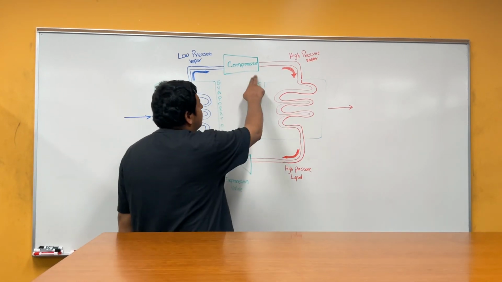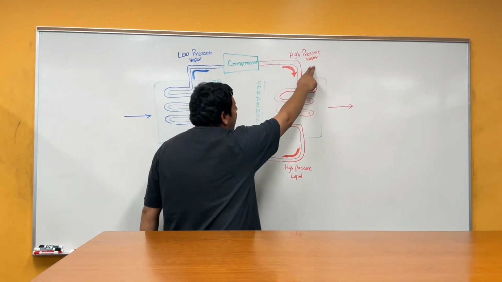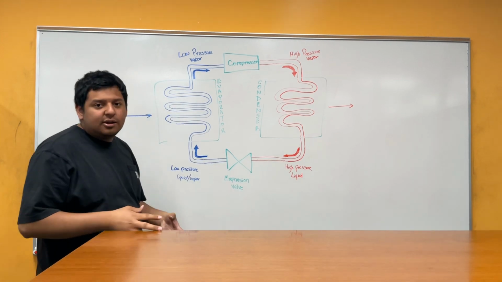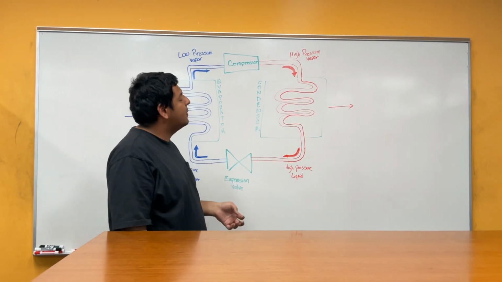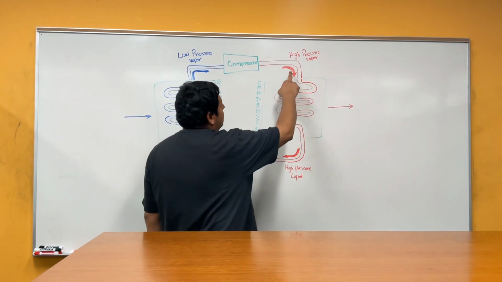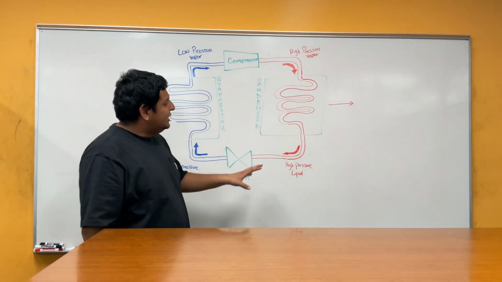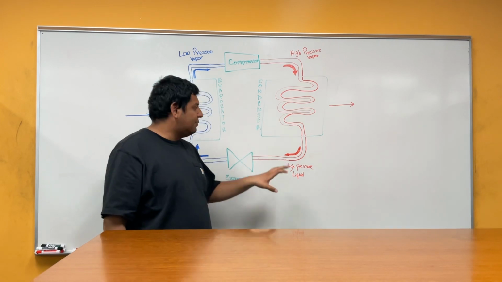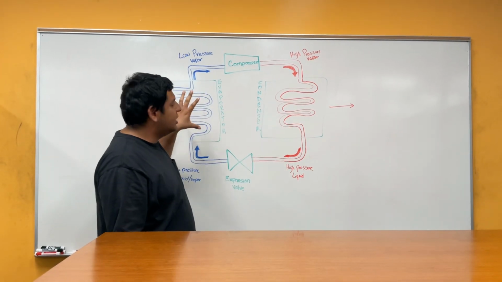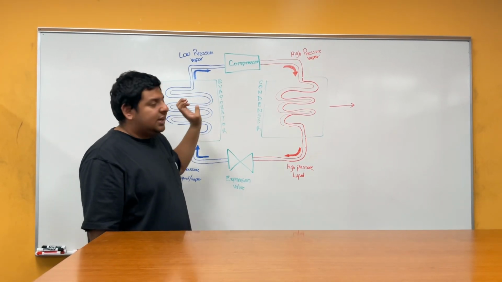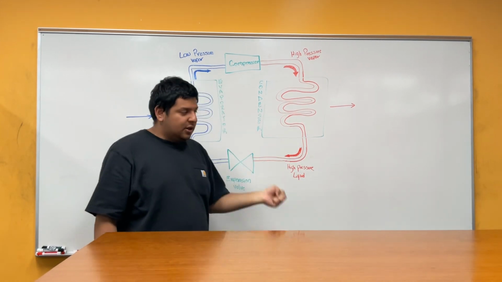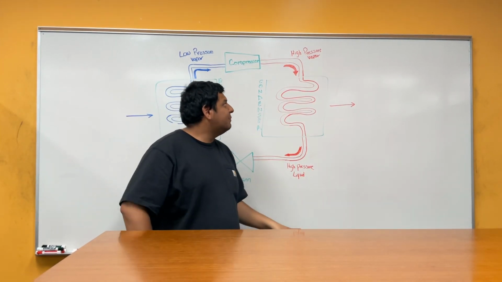Once the vapor moves out of the compressor, we now have a high pressure, high temperature vapor. And what this vapor is going to do is move into these condenser coils. While it's inside the condenser coils, all the heat that it had already absorbed in the evaporator coils, it's going to start to release. All this heat is being released from this vapor.